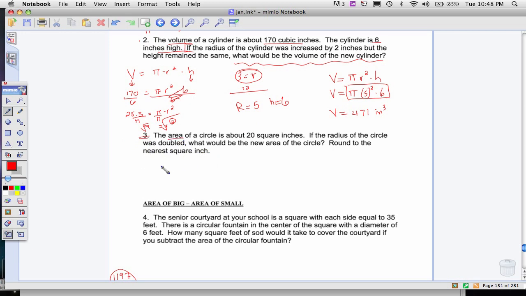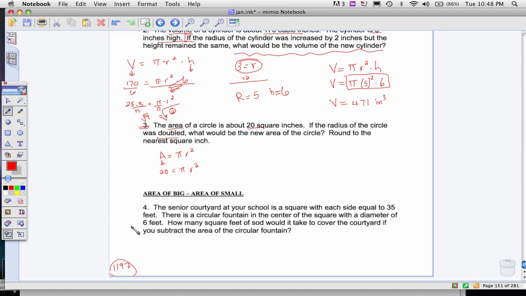Now, I'd like you to try problem number 3 on your own. It deals with area, and the formula for area is A equals pi r squared. It gives you what A is. It gives you that it is 20. This problem is very similar to problem number 2, so give it a shot on your own. And to double something means to multiply by 2.